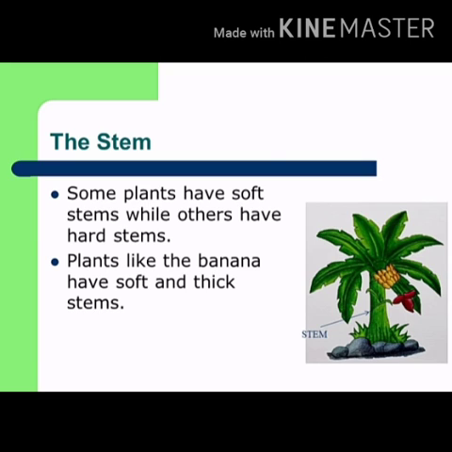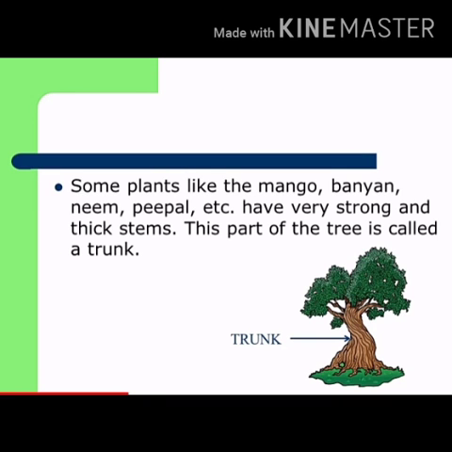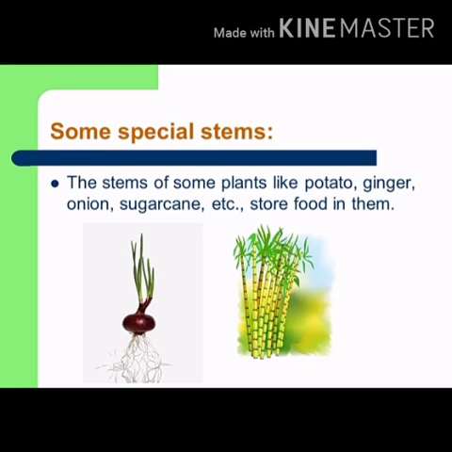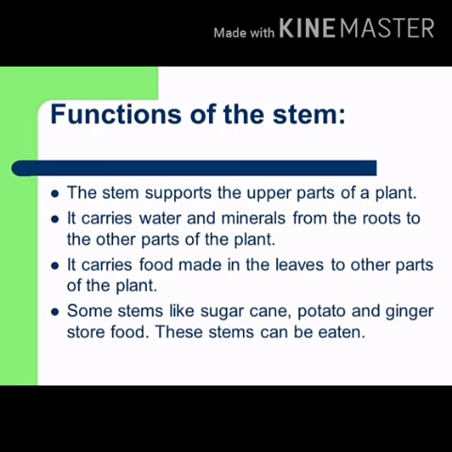The stem. The main part of the shoot is the stem. Some plants like banana have a thick, soft, green stem. Some plants like banyan and mango have a strong and hard stem that is called trunk. In some plants such as ginger, potato, turmeric and sugarcane, food is stored in them.